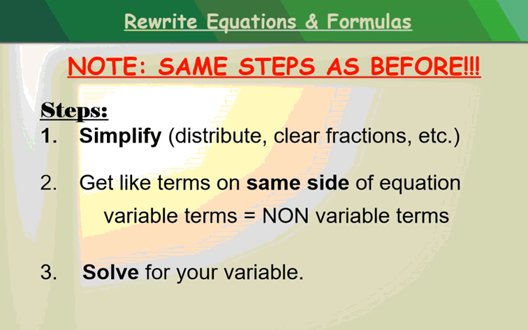Note, these are the exact same steps that we've used before. It's still simplify, same side, solve. The only difference is that when we're doing same side, we're looking at the variable term we're solving for and our non-variable term. So if we're trying to solve for x, we'll be looking at x terms and then not x terms. And then the last step is always solve for your variable of interest.